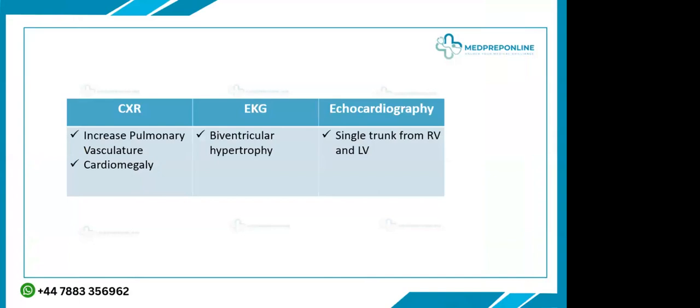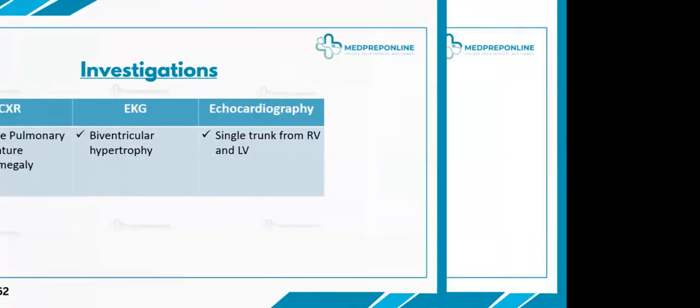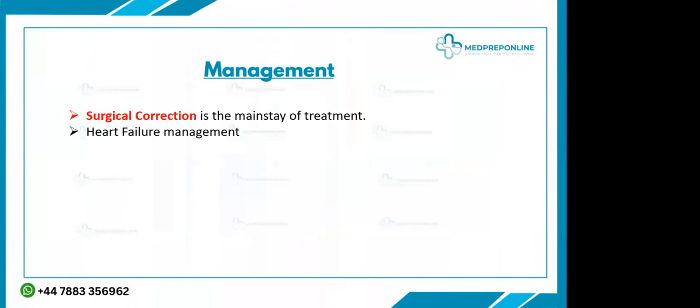Obviously, you are going to have increased pulmonary vasculature on the chest X-ray along with cardiomegaly. And on EKG, you are going to have biventricular hypertrophy. And on echocardiography, you are going to see the single trunk arising from the right ventricle and the left ventricle. And there will be mixing of the bloods, and you will measure the pressures accordingly.